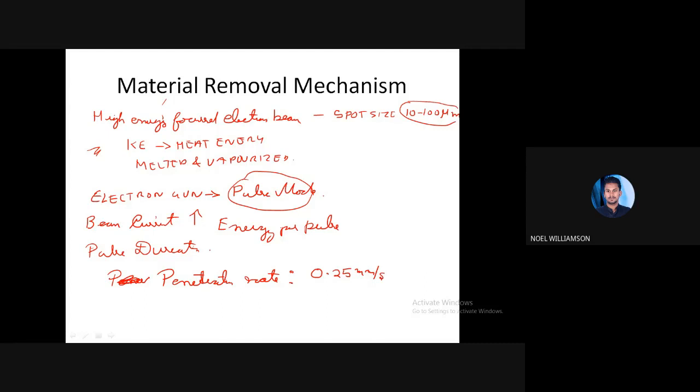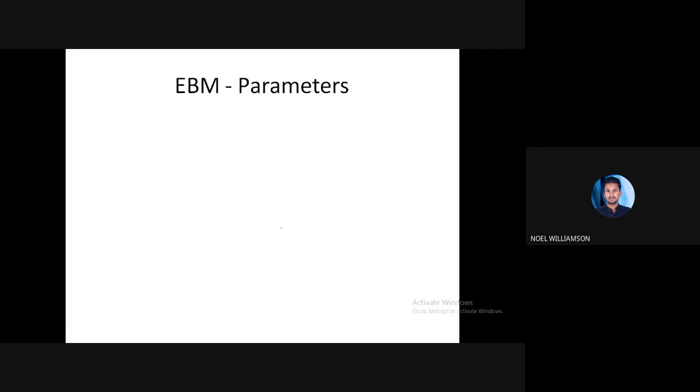Now we will see the important parameters associated with the EBM process, the process parameters which directly affect the machining characteristics in EBM. Mainly 6 are there. We will list them out. First one is the beam current itself, which we have already seen. Then comes pulse duration.